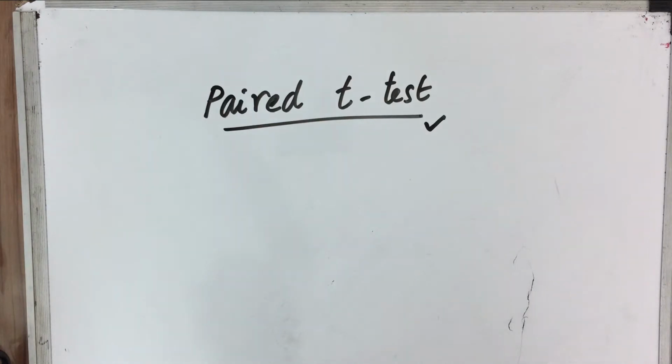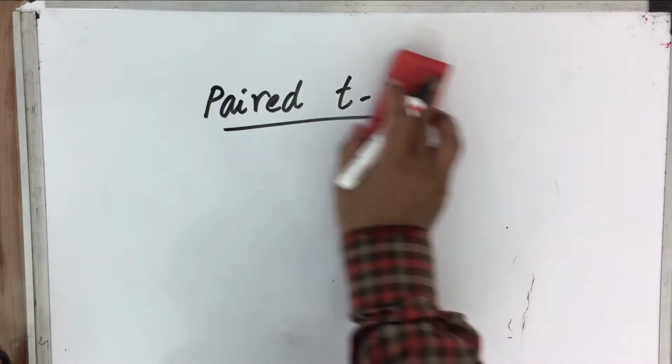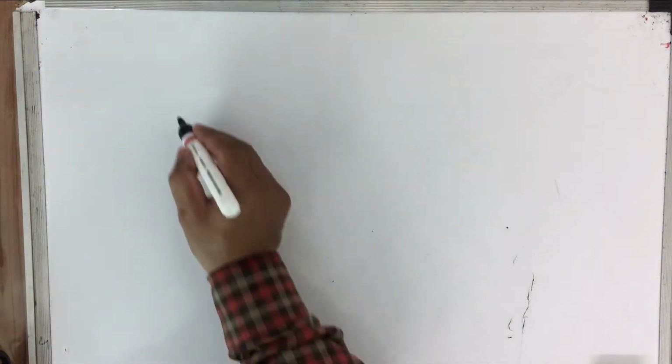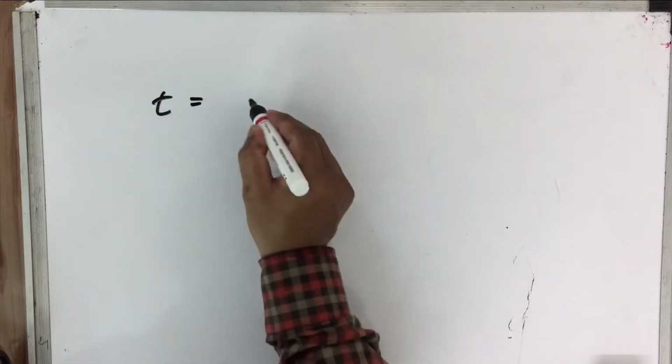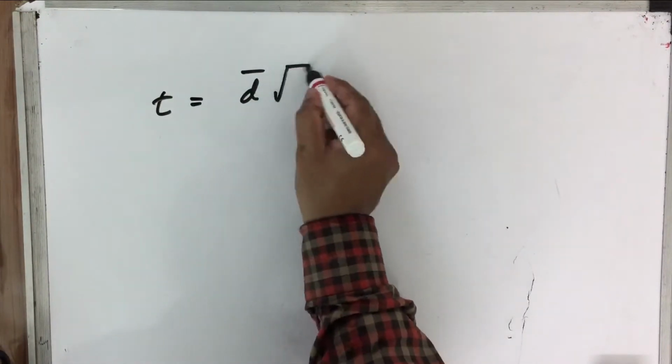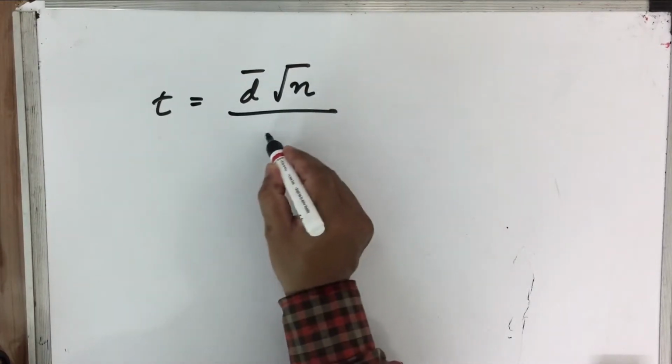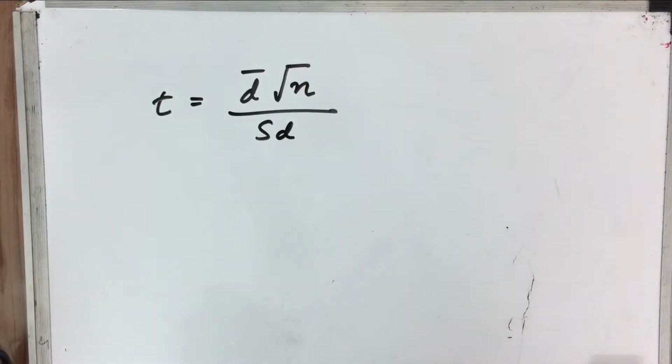In the paired t-test, the assumption is that the two samples are not independent and the observations are always in pairs. In other words, one sample has a corresponding observation in the other sample pertaining to the same characteristics. So let us see how we calculate this paired t-test. The formula we will be using is T is equal to d bar into root of n divided by SD.